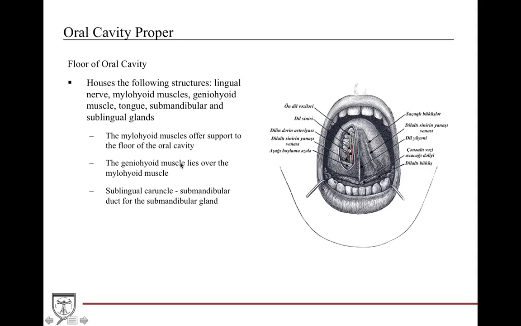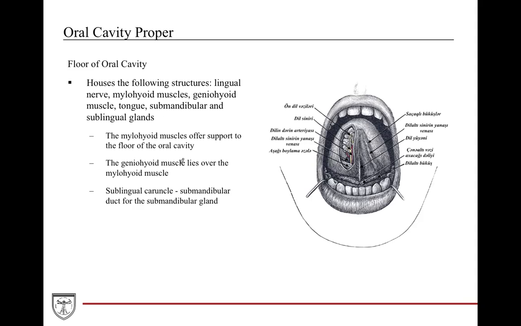So now we'll talk about the floor of the oral cavity. The floor of the oral cavity houses many structures like the lingual nerve, the mylohyoid muscles, the geniohyoid muscle, the tongue, and the submandibular and sublingual glands. The mylohyoid muscle offers support to the floor of the oral cavity and helps with stabilizing the tongue. The geniohyoid overlies the mylohyoid muscle and has a pretty similar function.